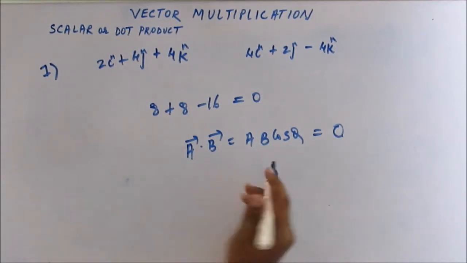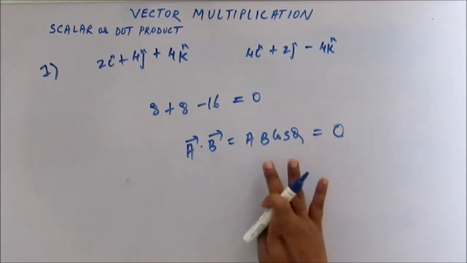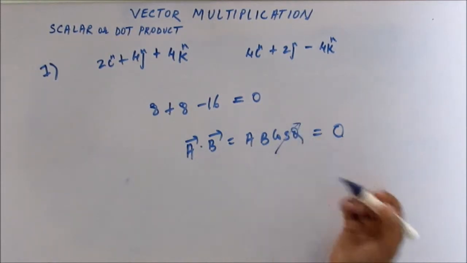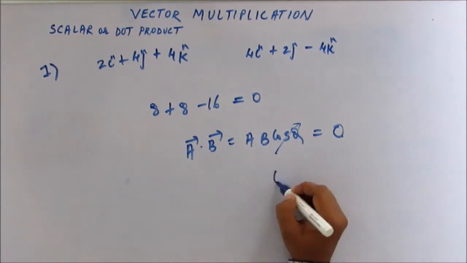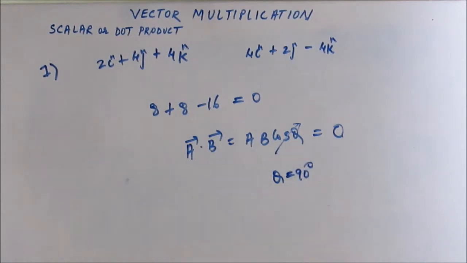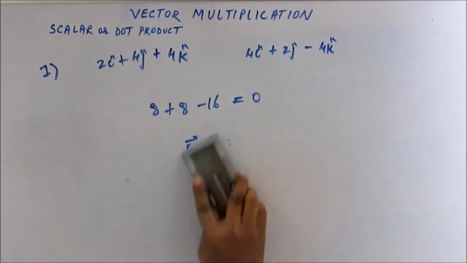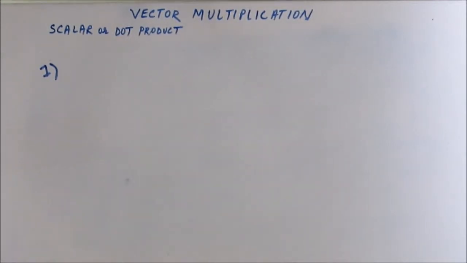Now the magnitude of a vector is not 0. Magnitude of b vector is not 0. That means this term should be 0. Then only dot product of a and b will be 0. Cos theta is 0. That means theta is 90 degrees. So the angle between these two vectors is 90 degrees. These two vectors are perpendicular to each other. Okay?